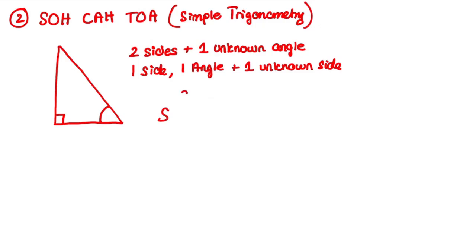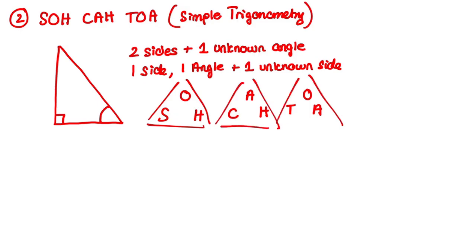And SOHCAHTOA, we would write it out like this. We would have SOHCAHTOA, just like that, and then we would make our triangles out of it. Once we've got our triangles, we know what to work out. We cover up wherever we don't know. For example, if we don't know sine, we would cover up sine, then we would have opposite divided by hypotenuse. If we didn't know a, we would cover up a, and we would have cos multiplied by hypotenuse. If we didn't know a, we would cover up a and we would have opposite divided by tan. So that was trigonometry.